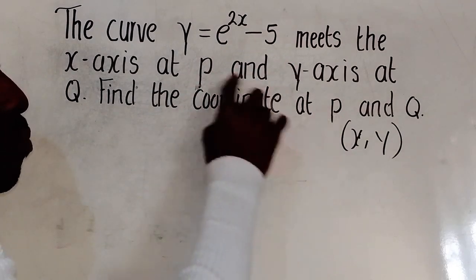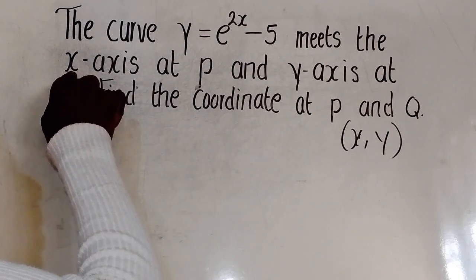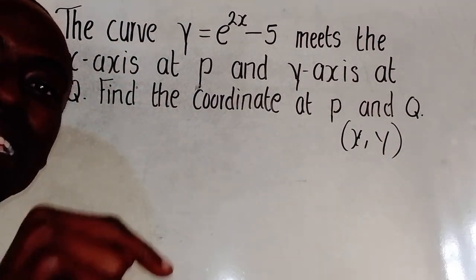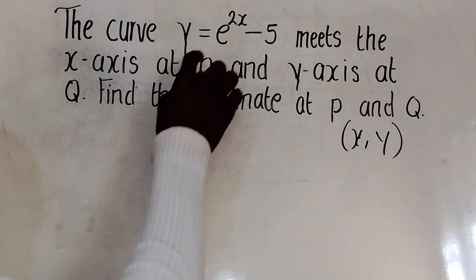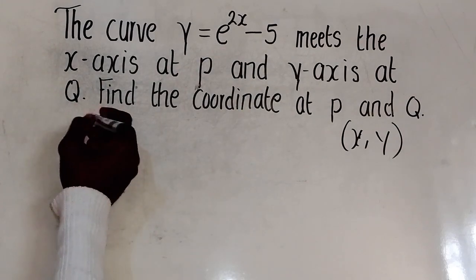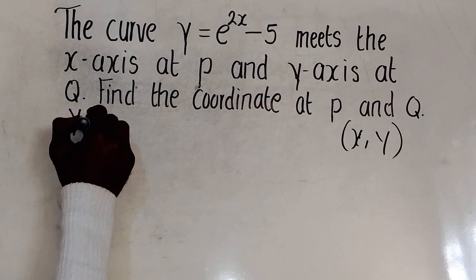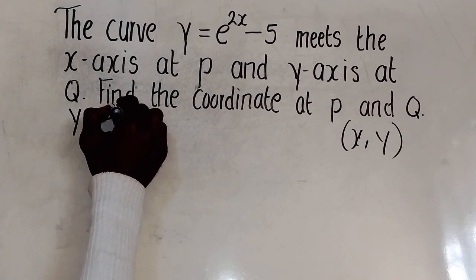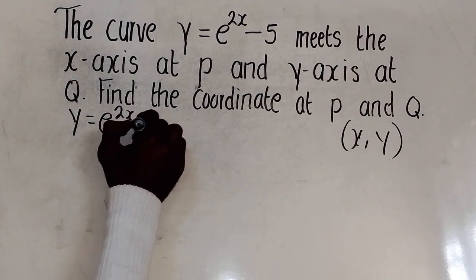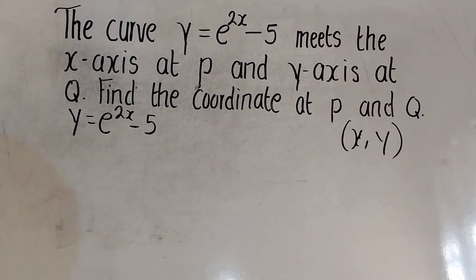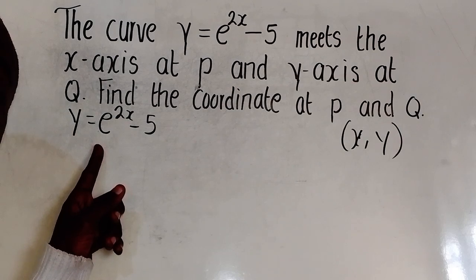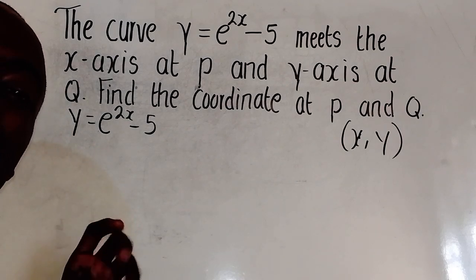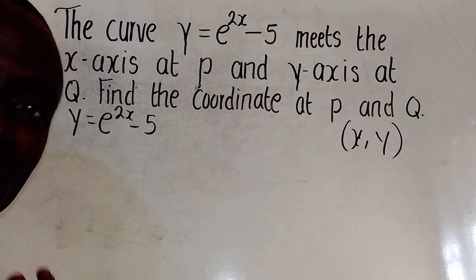Now that point P is where it meets the x-axis. So in the x-axis, the value for y is 0. So we get this equation, y equals e to the power 2x minus 5, like this. Let me even say something: this e simply means Euler's constant. It is a fixed number which helps us to understand how a curve is changing.